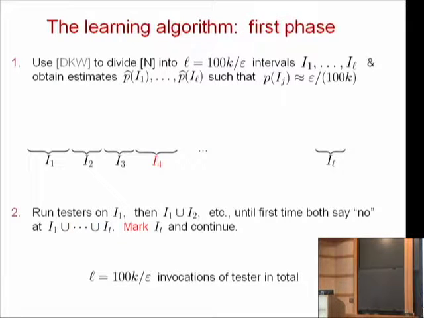We're going to look at I5 and say, is this interval increasing? Or decreasing? We run them both again as usual. Is this interval, say, decreasing? No. Is it increasing? Yes. OK. Run it on I5 and I6. Is this interval increasing? Yes. OK. Run on I5, I6, and I7. We get a no. Whenever we get a no, we mark the interval that causes us to get a no, and we continue. OK?